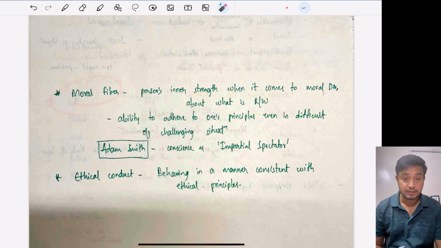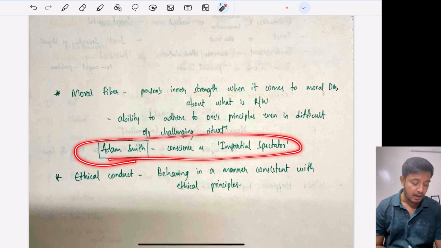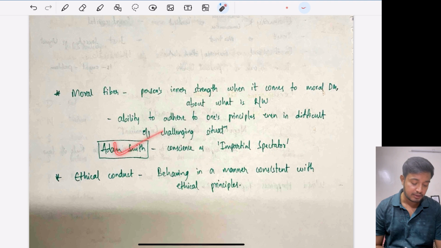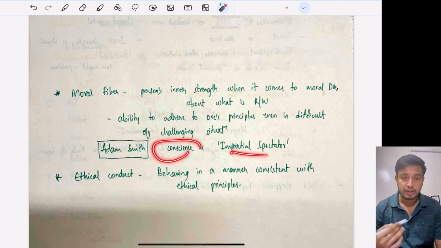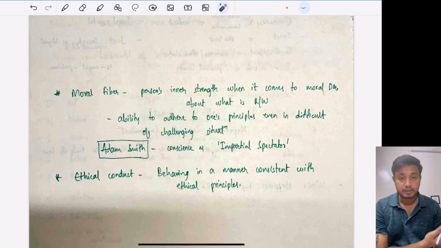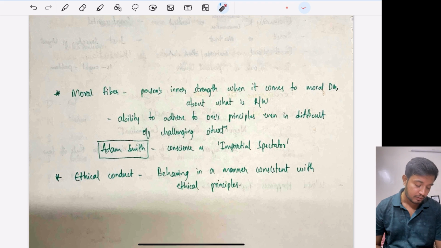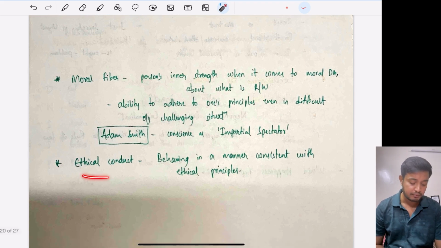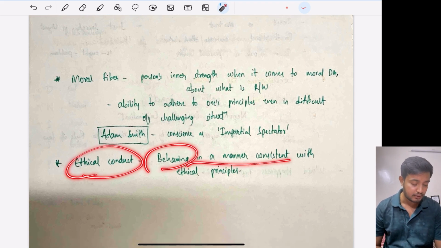So basically, conscience is a huge part. I'll quote this as substantiation. Adam Smith talks about conscience as the impartial spectator. Whatever you're doing, there is one impartial spectator right beside you, trying to judge whether what you're doing is right or wrong. That is the inner conscience. So ethical conduct is simply the behavioral part, nothing more in it.